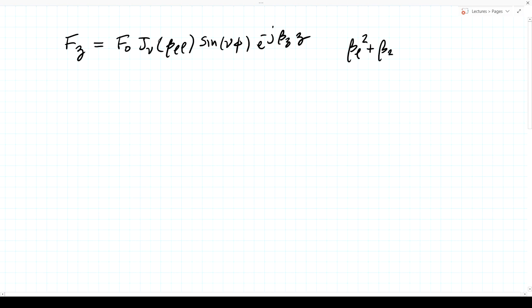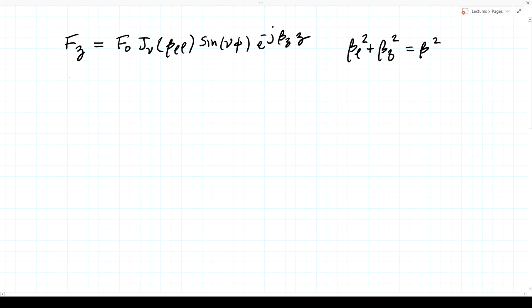Now, for the coaxial cable, there's an interesting solution that you don't get for just the circular waveguide. And that is, let's start with this solution. F sub z is F0 J sub nu, where nu is not necessarily integer here, beta rho rho, sine nu phi, e to the minus j beta z z. Okay. And so if we look at a solution of that form, it'll be a solution as long as beta rho squared plus beta z squared is equal to beta squared. Now, for now, just forget about the requirement that this field has to be periodic in phi with period 2 pi. Because we're going to take a limit that's going to get rid of that problem here. So nu here can be any real number.